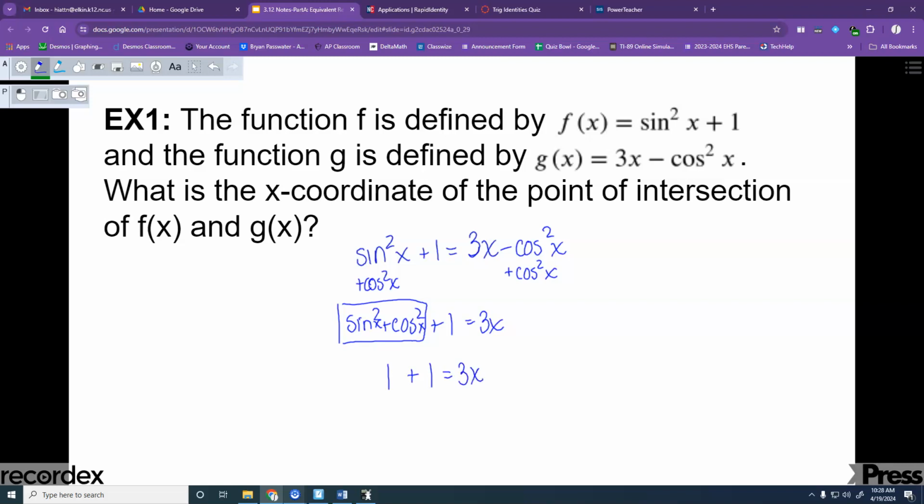So 1 plus 1 equals 3x. Now we're down to a very easy problem to solve, right? 2 equals 3x. Divide by 3. And x is going to equal 2/3 for that problem. It starts off being very difficult. But if you can find a chance to put a sine squared plus cosine squared, you can just replace it with 1. And then once that happens, in this particular case, all of your other sines and cosines are gone, and you just have a simple equation to solve.